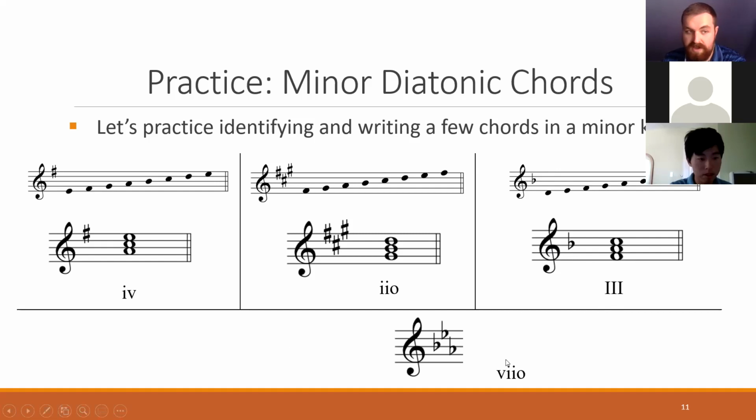This one is trickier. Remember the hiccup with the 7 diminished chord. Take 2 minutes and try this one out, and then we'll regroup and talk about it.